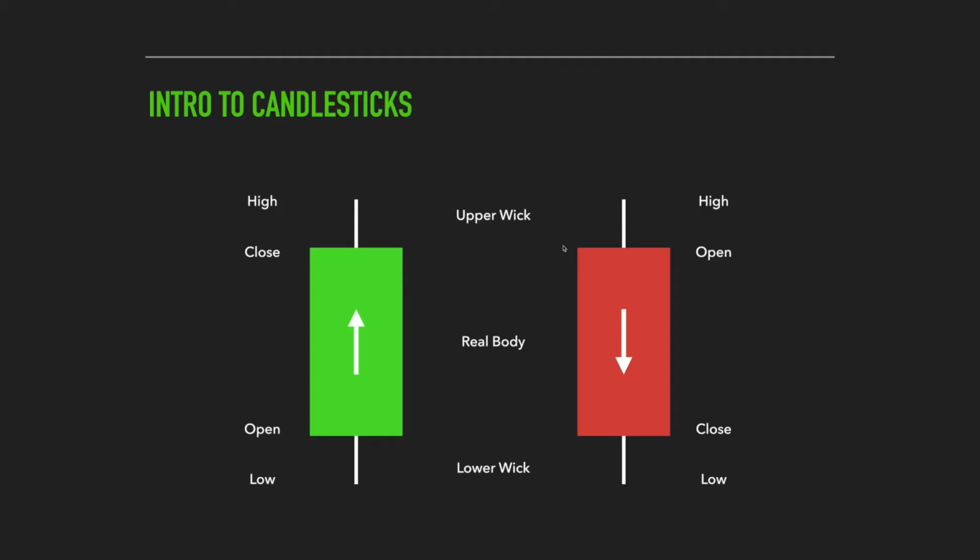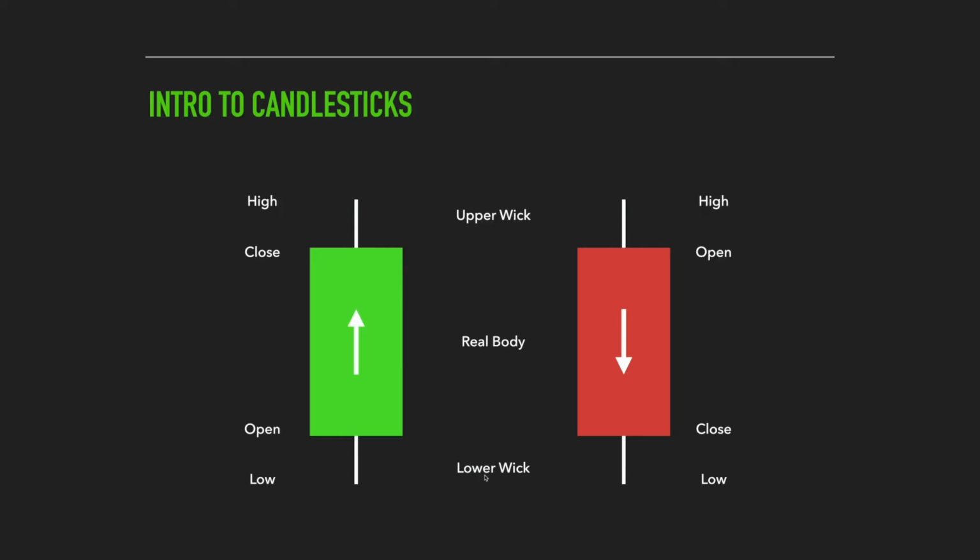Now, that main colored section of the candlestick is known as the real body, and there's going to be a line sticking out from the top and the bottom of the real body, which are known as the upper and the lower wicks, simply telling us the highest and the lowest points that the price went within that candlestick before it closed.